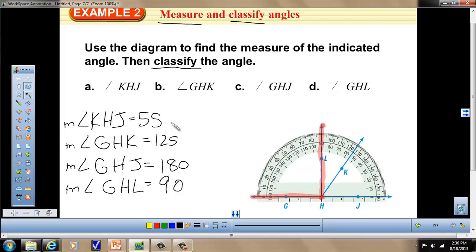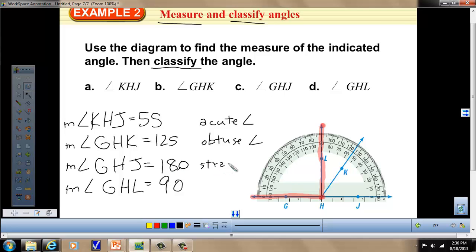So for this first angle, it's in between 0 and 90 degrees. That makes this an acute angle. So you can just say acute angle. This one is in between 90 and 180. This makes it obtuse. This is 180 degrees. That automatically makes it a straight angle. And this last one is 90 degrees. That makes it a right angle. Again, definitions you're just going to have to know.